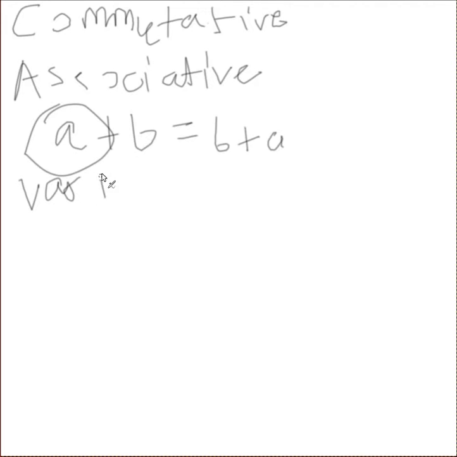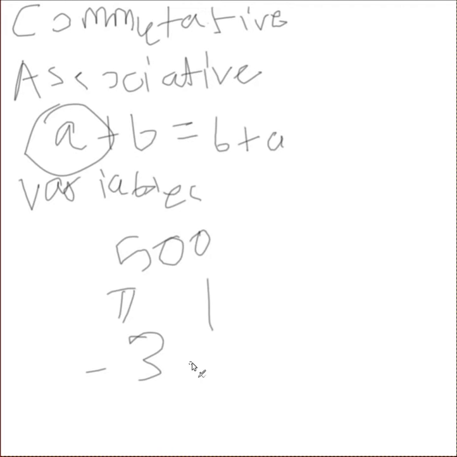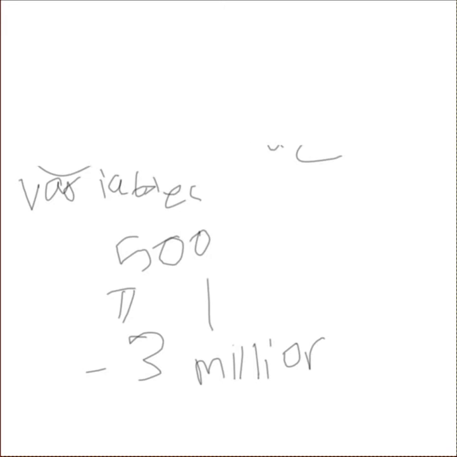So, the commutative law states that if you have any two numbers a and b, a plus b equals b plus a. Remember, these numbers are variables and they can change values, so we're representing any arbitrary number. It can represent 500, it can represent pi, it can represent 1, -3 million. So it can represent any number. So a plus b equals b plus a for the commutative law. That's basically what we got there. A plus b is b plus a, so you flip around two numbers.